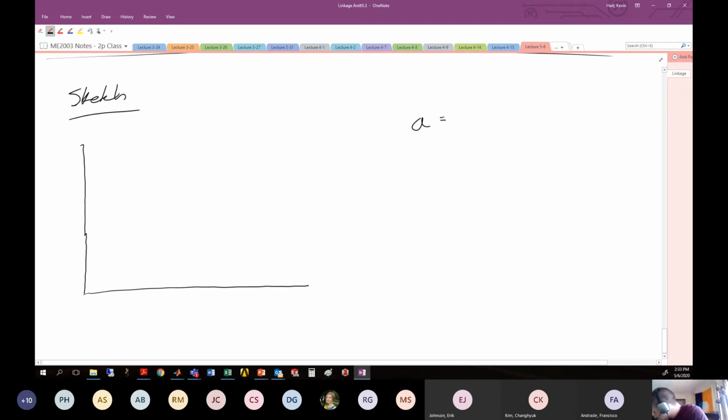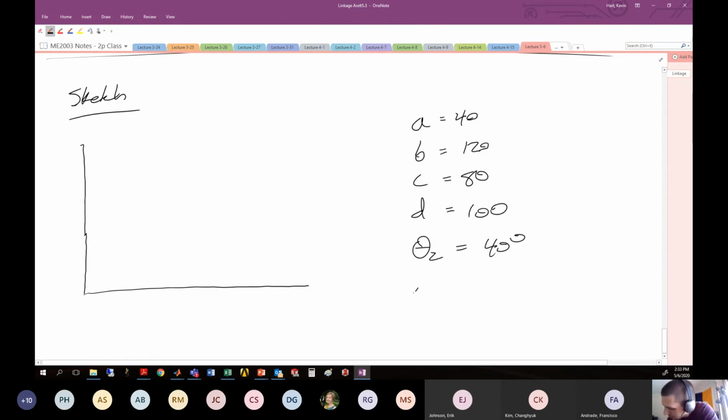A is equal to 40, B is equal to 120, C is equal to 80, and D is equal to 100. The angle theta 2 here is going to be equal to 40 degrees. And then theta 3 is, depending on open or cross configuration, either negative 61 degrees or 20.3 degrees.